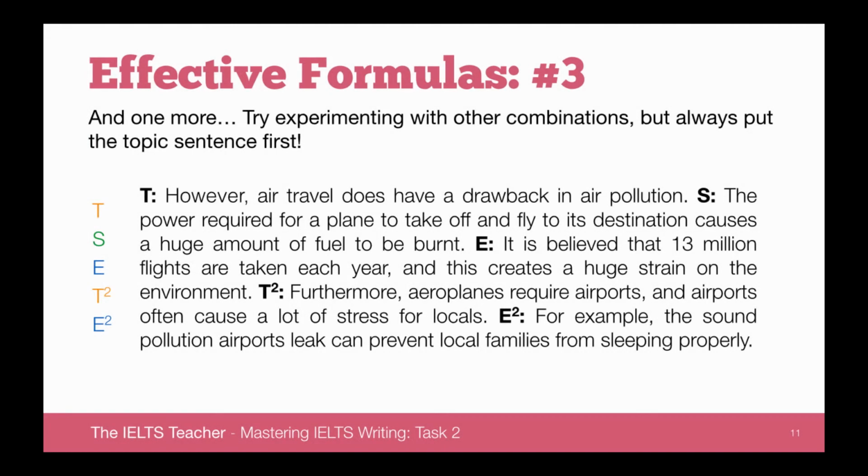Another example here, where we sort of do an extra topic. For example, here we're looking at drawbacks of air travel. However, air travel does have a drawback in air pollution. Very clear. Air pollution, there's our topic. The power required for a plane to take off and fly to its destination causes a huge amount of fuel to be burnt. There's our supporting sentence.